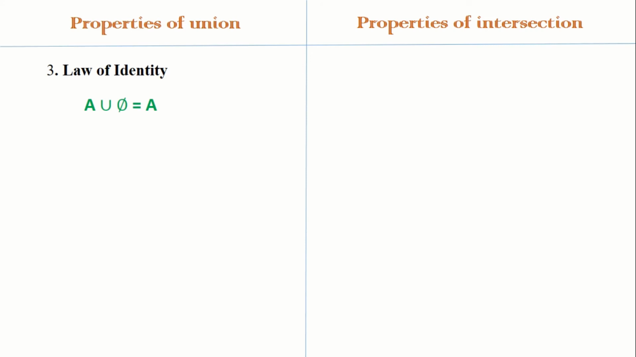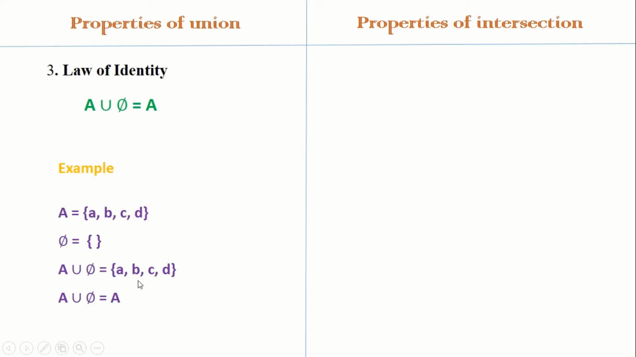See here, union is the operator and the set A is the operand. The set A remains the same when we take the union with the empty set. Hence, the empty set is the union identity. For example, the set A has the elements a, b, c, d, and the empty set has no elements. So A union phi is the set which consists of all the elements of A and phi, which are a, b, c, d. Therefore, A union phi is the set A.